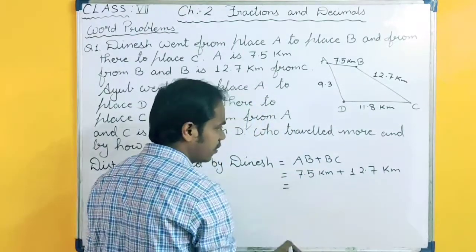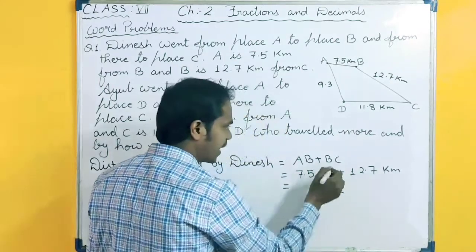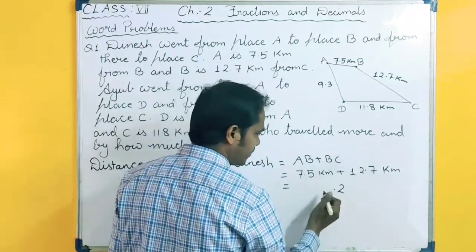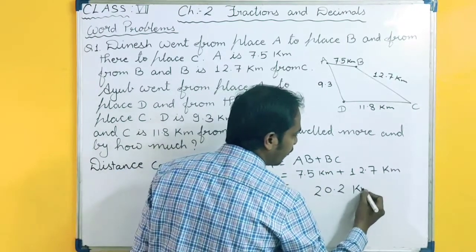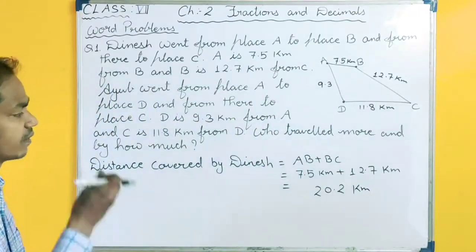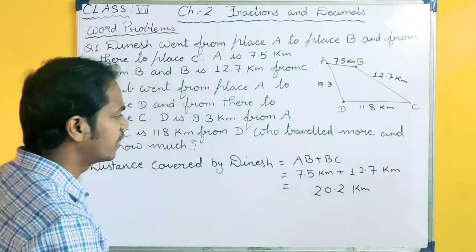How to solve this? Okay, 7 plus 5, 12. 2, carry 1. 7 plus 2, 9 plus 1, 10, 0, carry 1. So it will become 20.2 kilometer. So the distance covered by Dinesh is 20.2 kilometer.